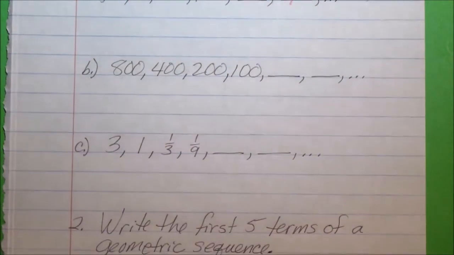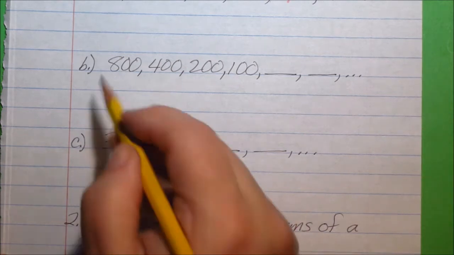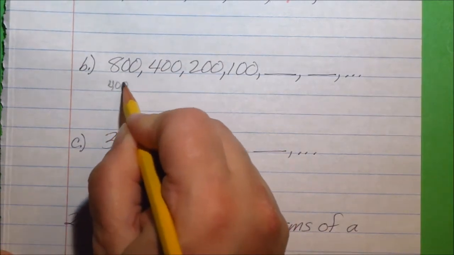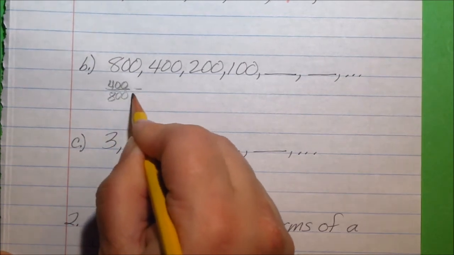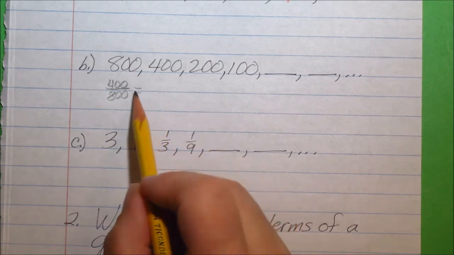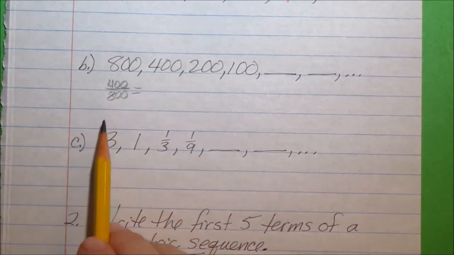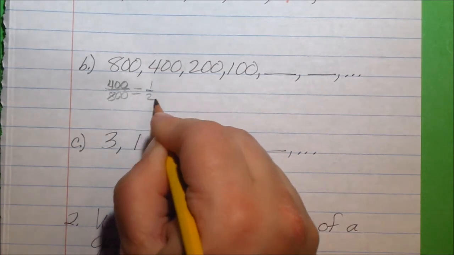Okay, let's look at B. B, the numbers are getting smaller, but the process is still the same. So I'm going to take 400 here, divided by its previous term, 800. All right? Well, how do I do that? We simplify. Okay? So I can simplify that all the way down to 1/2, because I can see 4 goes into itself once and 4 goes into 8 2 times. So that simplifies down to 1/2.